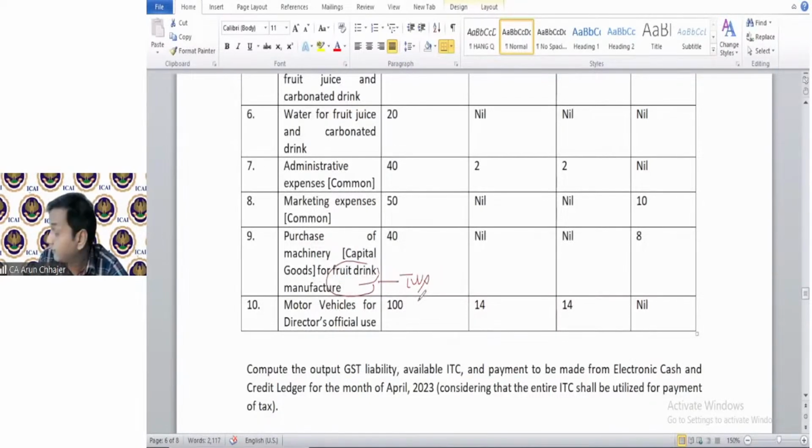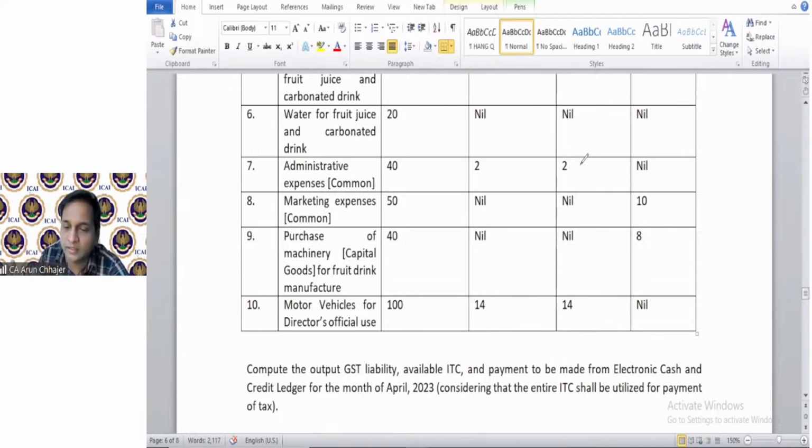Answer would be no. Why no? Because it is being used for the fruit drink manufacture. It means it is not for the fruits, it is not for the vegetables, it will be for the drink, for the juices. So because it is used for the taxable, Rule 43, I am not using 42, because for the capital goods we need to use Rule 43, will not come into the picture.